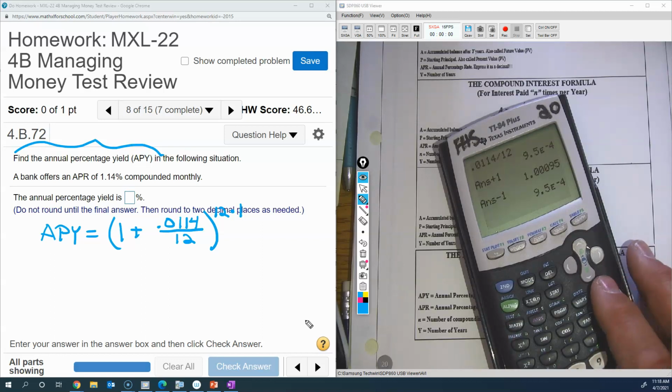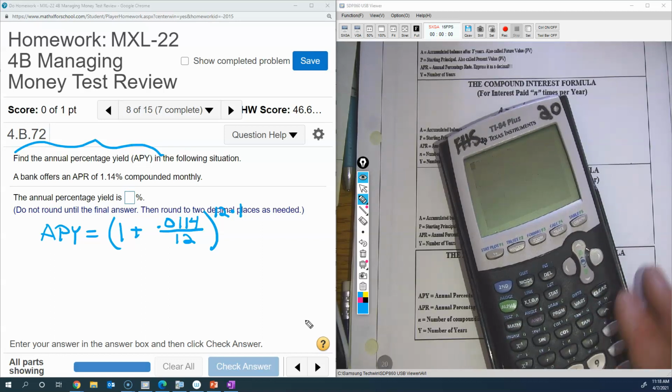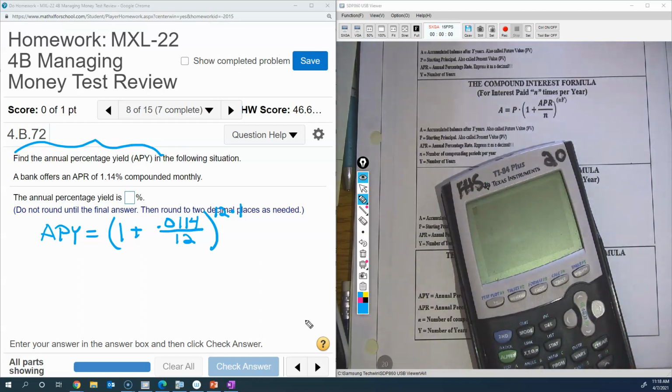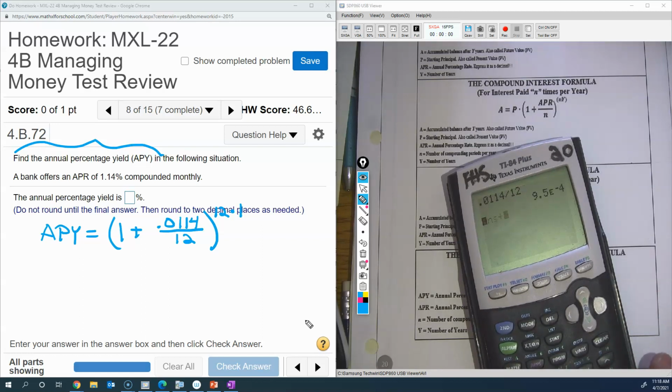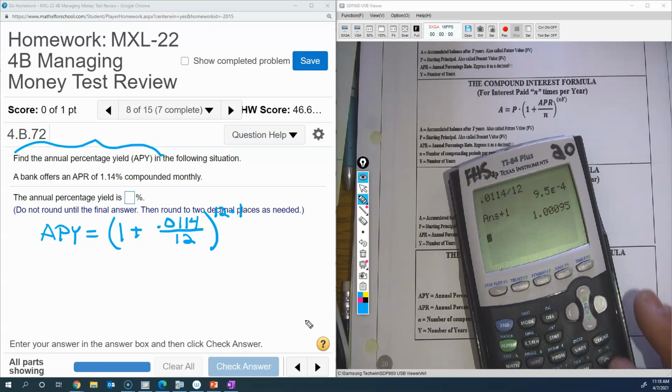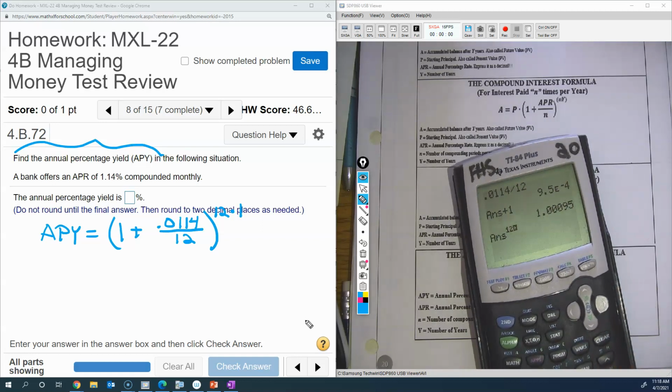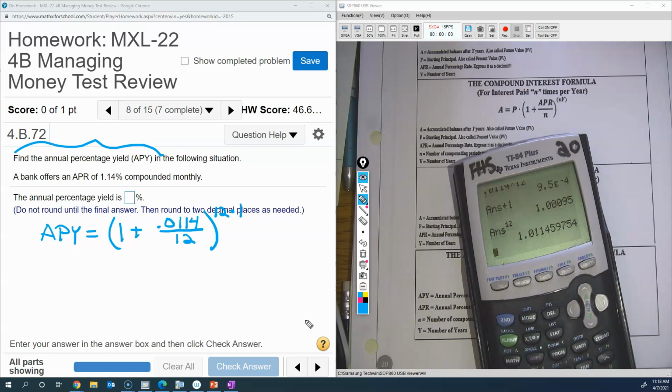Okay, I'm going to double check this because that's a really small number. Okay. So 0.0114 divided by 12. Okay, plus 1. Exponent 12 times 1. There we go. Okay, then subtract 1. Okay, so this is 0.0145. Yes?